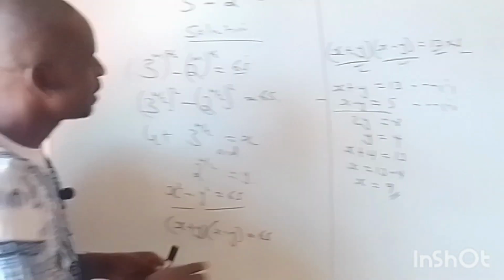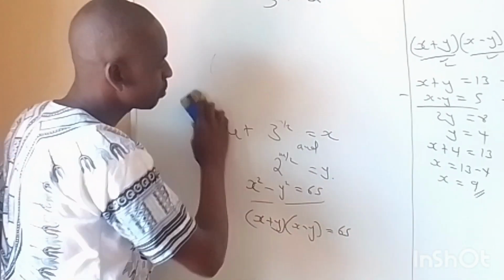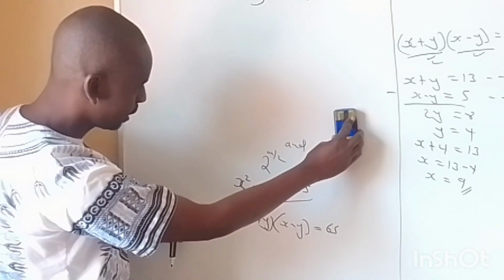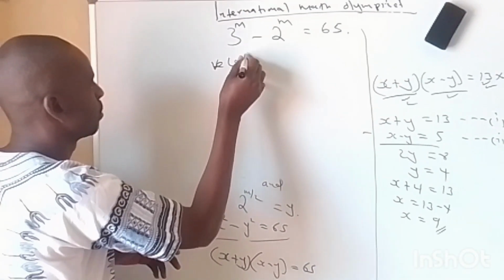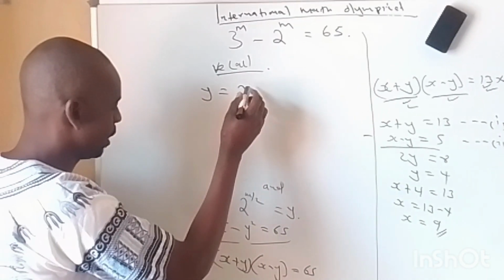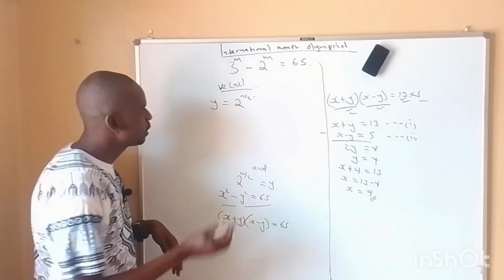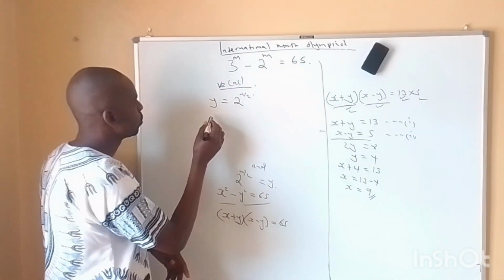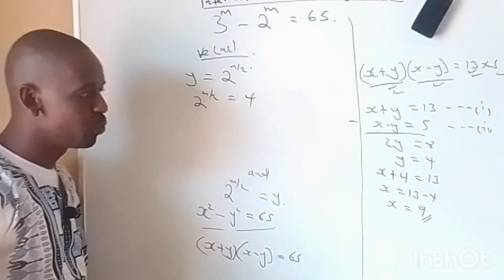So as you can see, we have gotten the value of x and the value of y. But we were not asked to get the value of x and y. We want to get the value of m. So I hope you're following. Let's recall back. We said y is equal to 2 raised to m over 2. So the value of y is 4. So 2 raised to m over 2 is equal to 4.